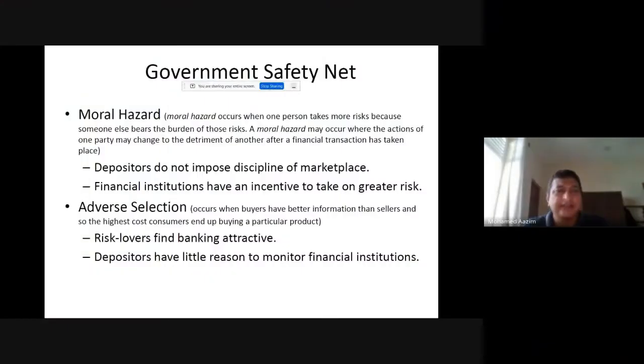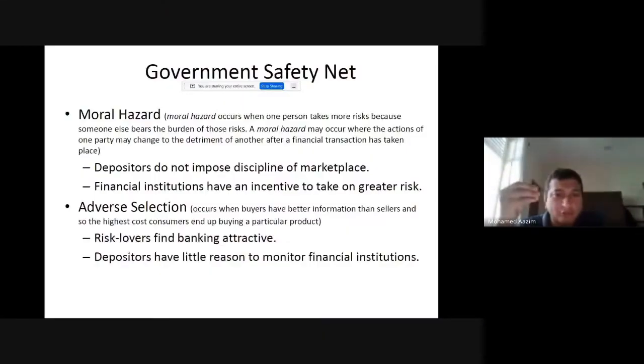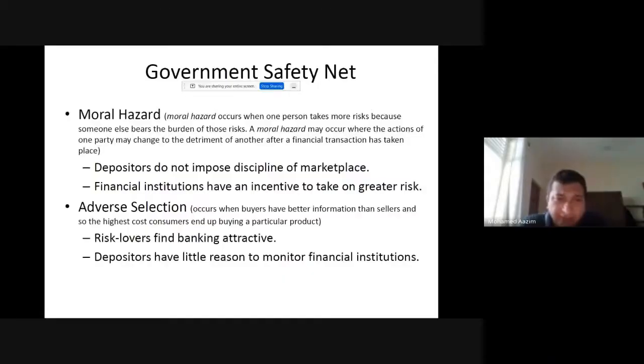If the depositors imposed discipline, when they see that this financial intermediary is not taking adequate measures, they would slowly take their finances, the deposits, out. That itself creates a signal to the management that they have to change course and change action to maintain market discipline in terms of how best to manage the finances of this financial intermediary. Okay, and from another perspective, financial institutions themselves have an incentive to take on greater risks.